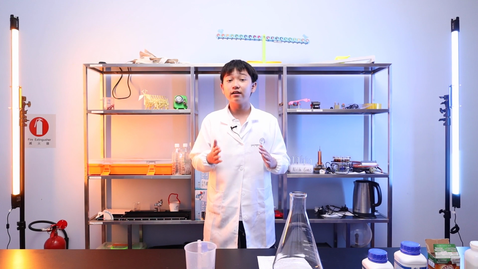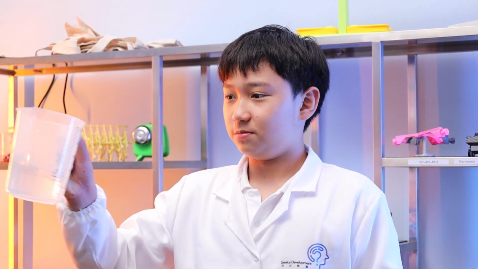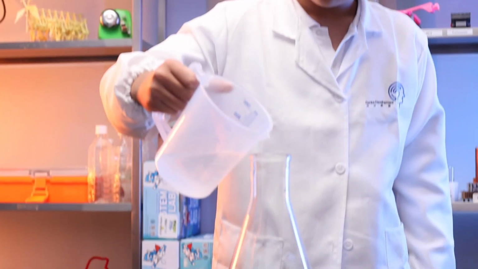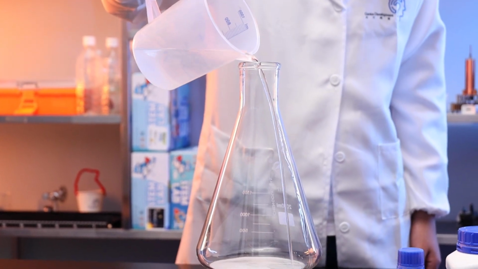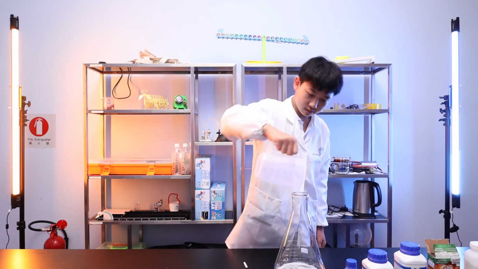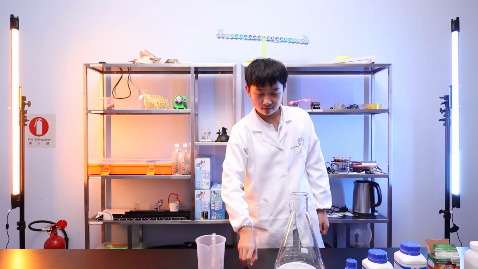We'll start with making 1 liter of solution A. That's why we need a 2000 milliliter conical flask, a stirrer plate, and a magnetic stir bar. Put the stir bar into the conical flask and place it on top of the stirrer plate. Then, measure and add 250 milliliters of distilled water and start the stirrer.